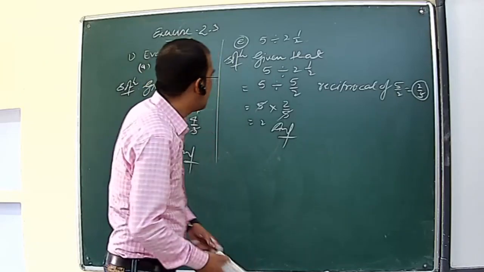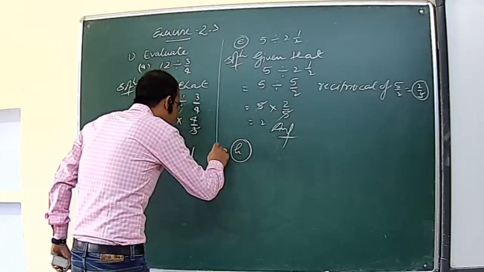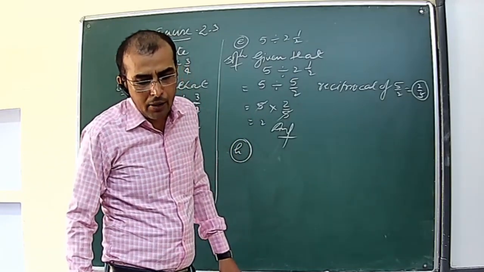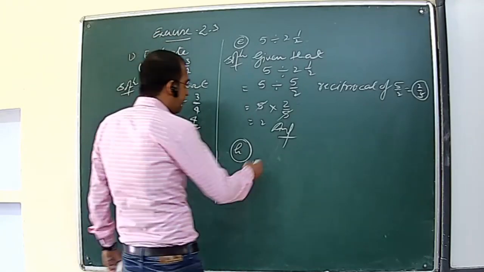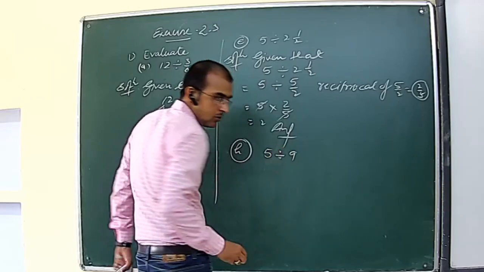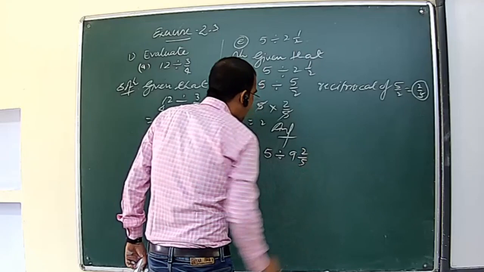Now the last question I will solve. Suppose this is part H. First, H. 5 divided by 9 whole 2 by 5. The question is here, 5 divided by 9 whole 2 by 5. What to do?